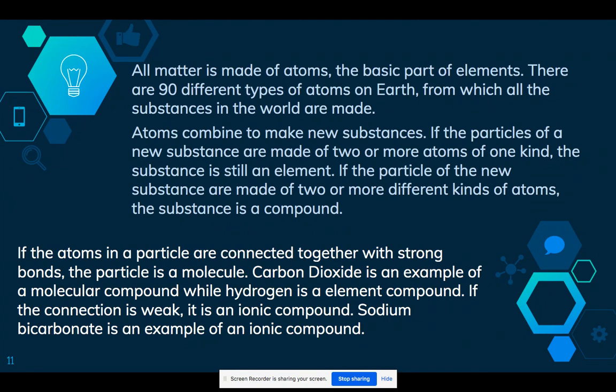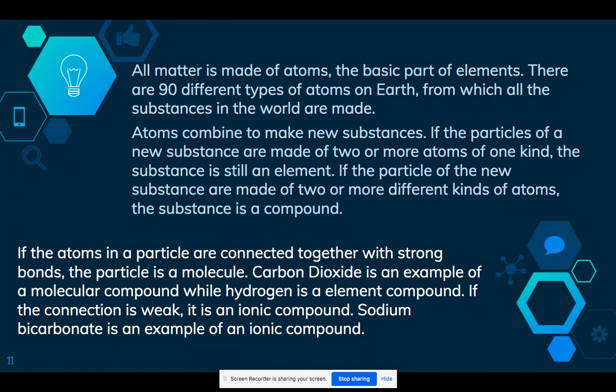So atoms combine to make new substances. If particles of a new substance are made of 2 or more atoms of one kind, the substance is still an element. If the particle of a new substance is made of 2 or more different kinds of atoms, the substance is a compound. If the atoms in a particle are connected together with a strong bond, the particle is a molecule. Carbon dioxide is an example of a molecular compound, while hydrogen is an element. If the connection is weak, it is an ionic compound. Sodium bicarbonate is an example of an ionic compound.